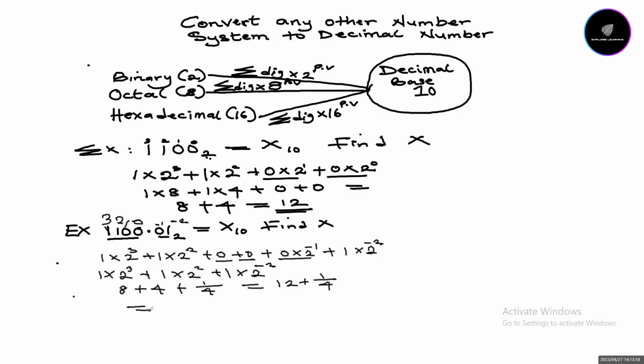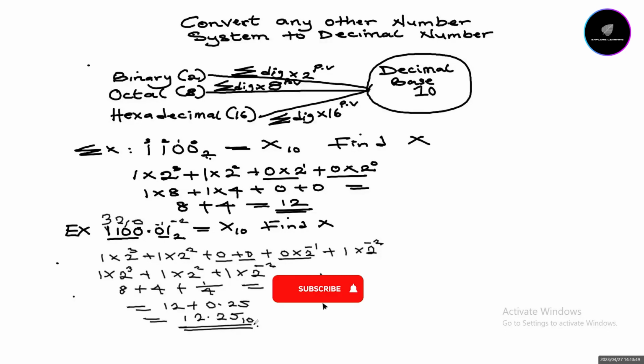So it's going to be 12 plus 0.25. Right, so that will give us a final result of 12.25 base 10. So this is how simple it is for you to convert base 2 to base 10, considering two types of conditions where you have a decimal point and when you do not have a decimal point. So this is straightforward, very easy.